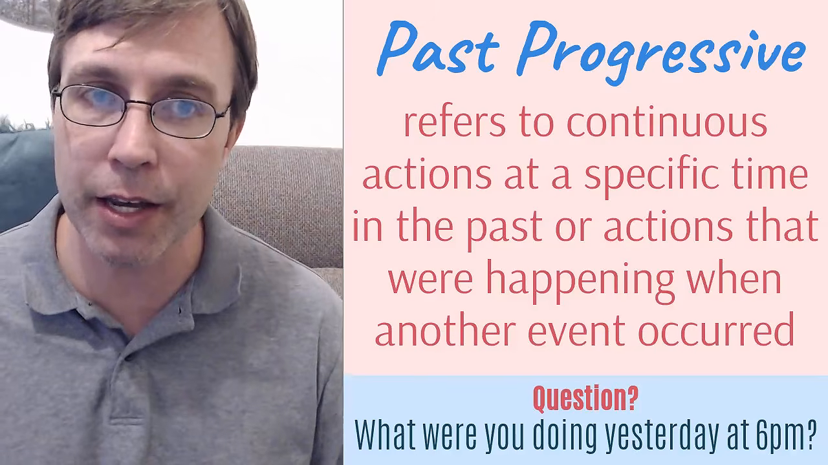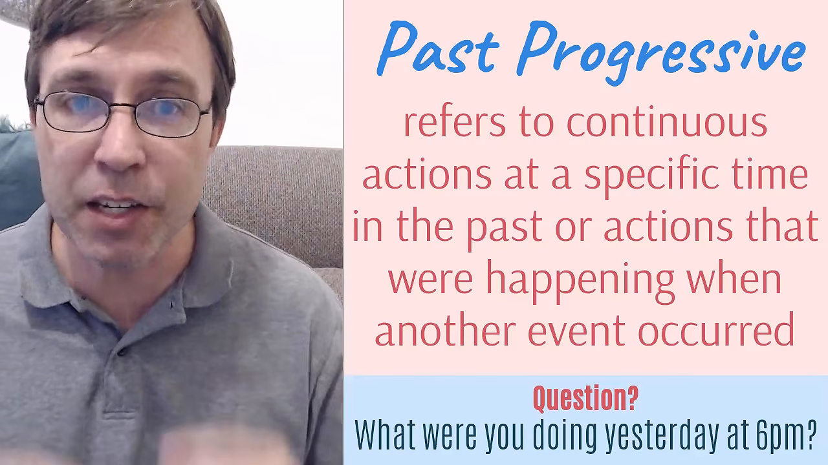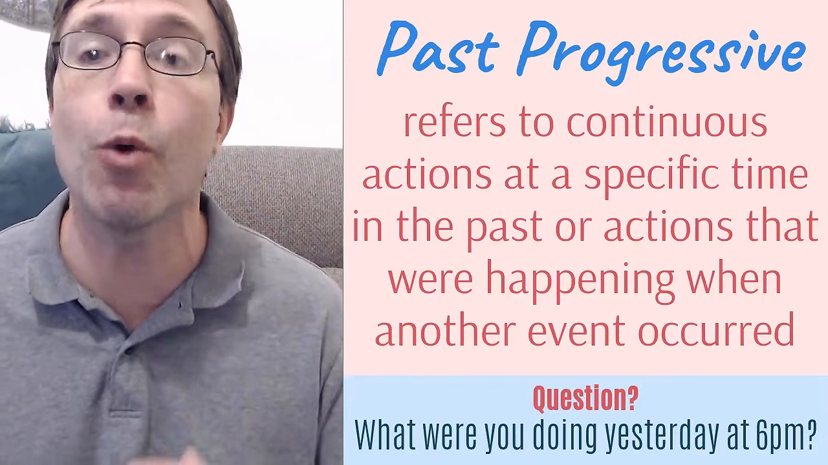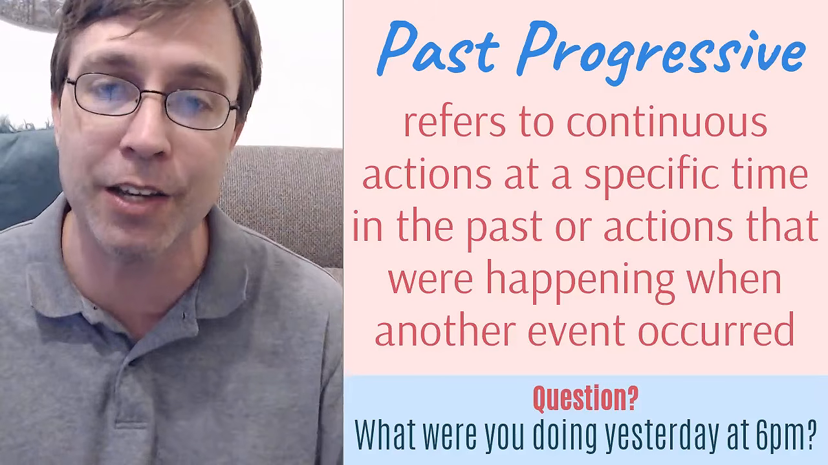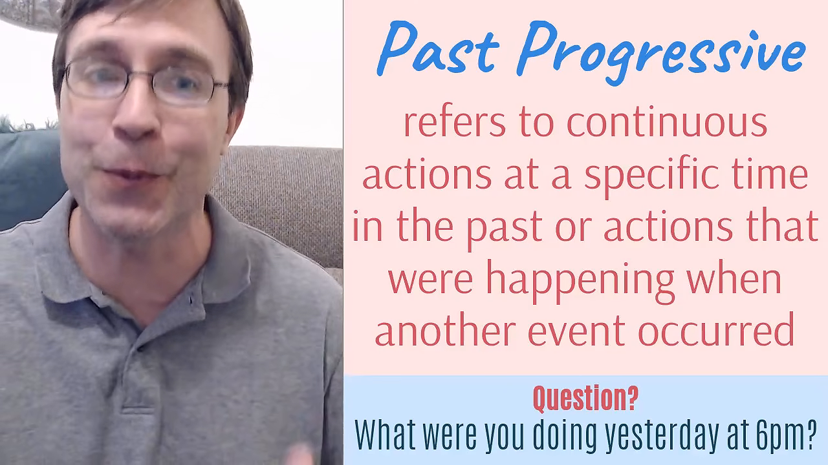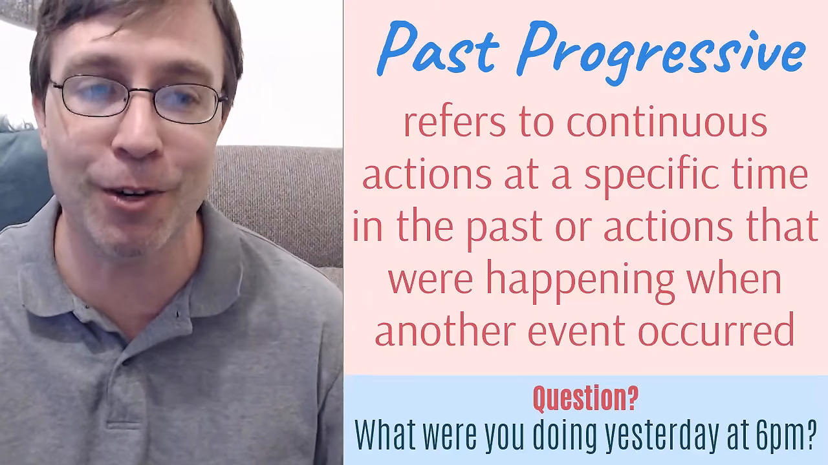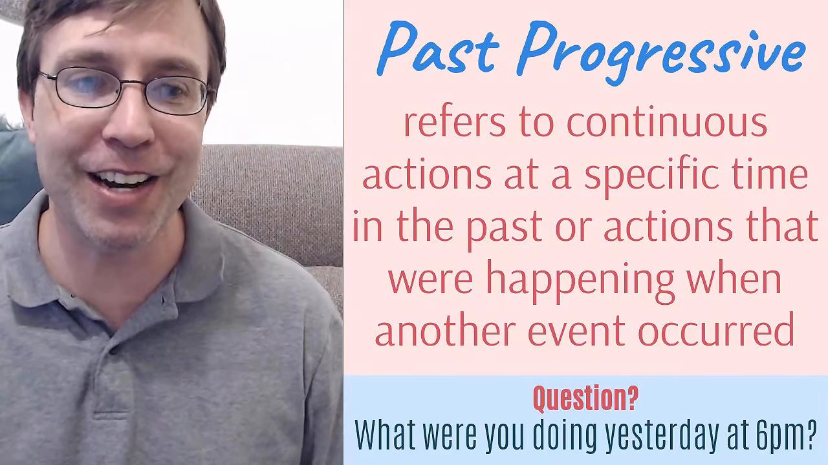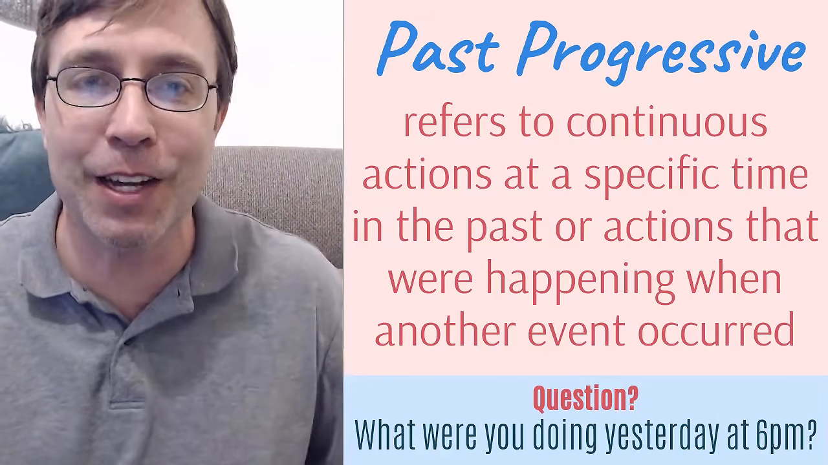So yesterday is talking about the past. 6 p.m., that's a specific time. What action were you doing yesterday at 6 p.m.? I want you to write a sentence, an example, using the past progressive. Now, what were you doing yesterday at 6 p.m.? Remember that. Now, let's look at my examples.